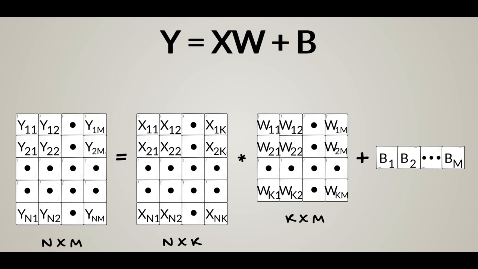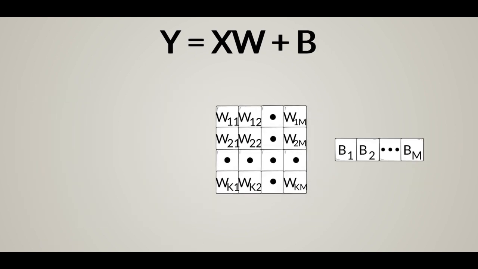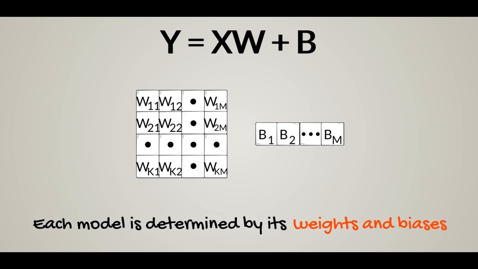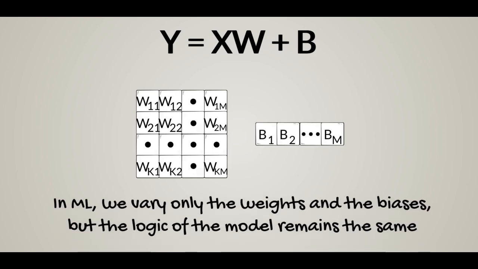The weights' matrix remains the same, as the weights don't change depending on the number of observations. The same applies to the biases. This last bit is extremely important. It shows us we can feed as much data in our model as we want to, and it won't change, as each model is determined solely by the weights and the biases. This property will greatly help us when creating machine learning algorithms. We vary only the values of the weights and the biases, but the logic of the model stays the same. Cool. In the next lesson, we will see why the linear model is useful for solving problems. Thanks for watching.